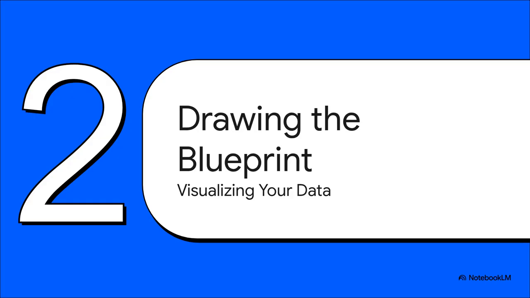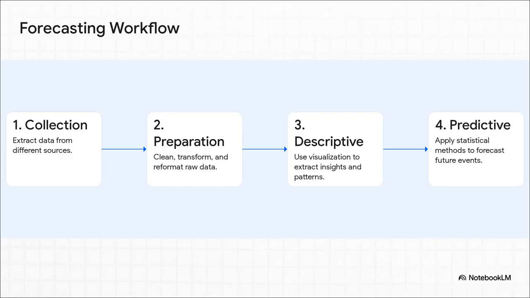Okay, so we understand our raw materials. Now it's time to pull out our next tool, the blueprint. Before we can even think about predicting the future, we need to see the shape of our data, its structure, all its hidden patterns. And for that, we turn to visualization. Forecasting isn't just guesswork. There's a pretty standard workflow. First, you collect your data, then you prepare it, which usually means cleaning it up. After that, you do some descriptive analysis to understand it, and only then do you get to the final step, predictive analysis.